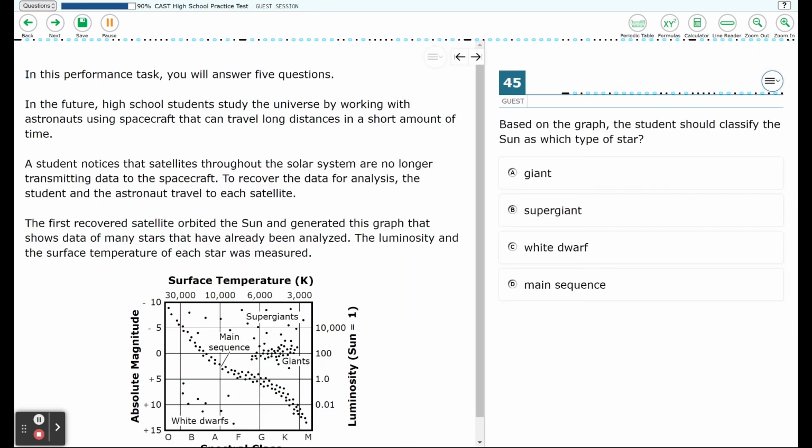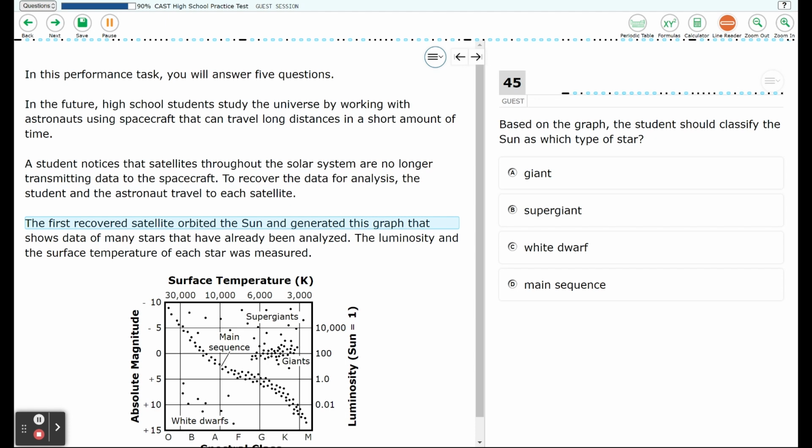All right, now we're headed into question 45, and this will bring us into our final 5 questions for this performance task on astronomy. In this performance task, you will answer 5 questions. In the future, high school students study the universe by working with astronauts using spacecraft that can travel long distances in a short amount of time. A student notices that satellites throughout the solar system are no longer transmitting data to the spacecraft. To recover the data for analysis, the student and the astronaut travel to each satellite.